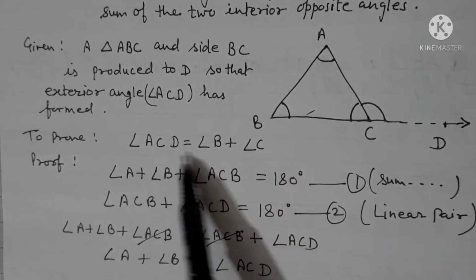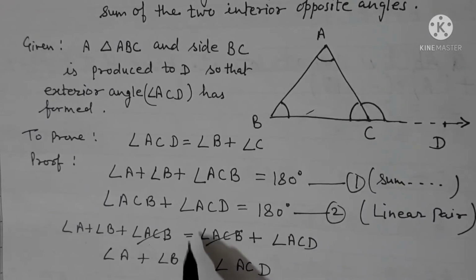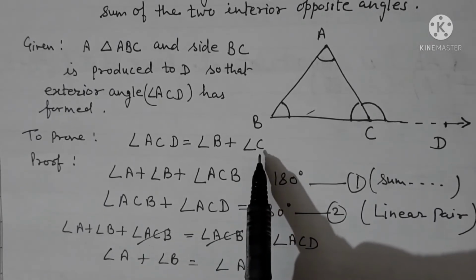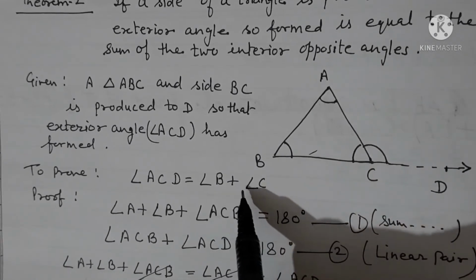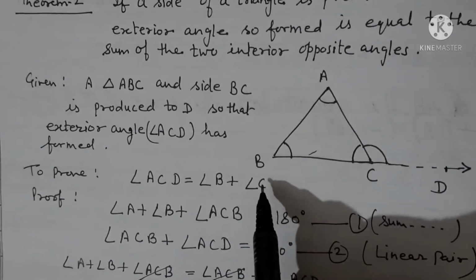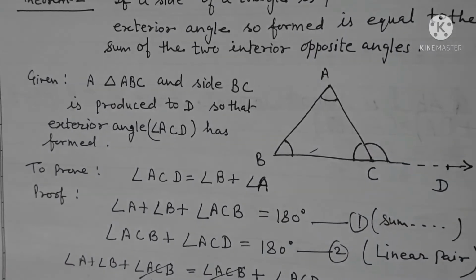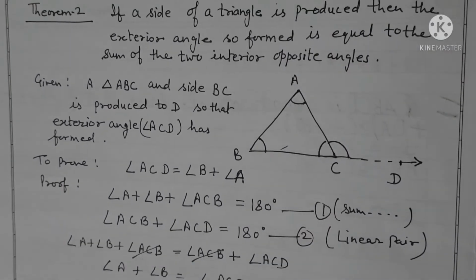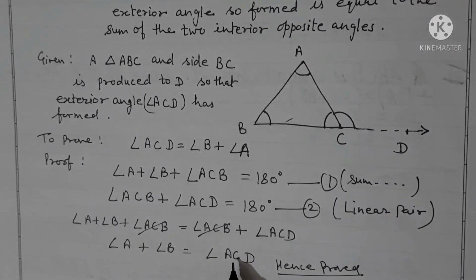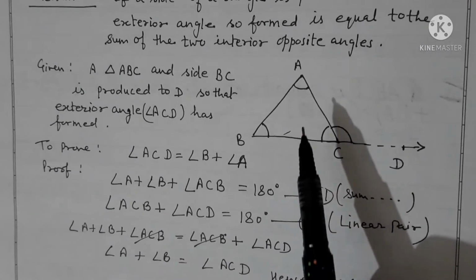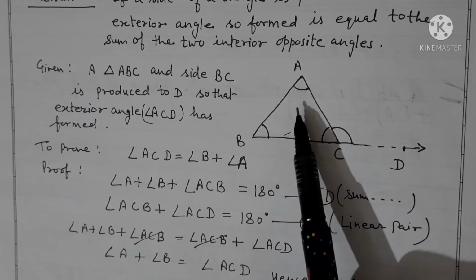Okay. Now here, see this. Not here B plus C, it will be changed: angle B plus angle A. This becomes angle A. So this becomes an exterior angle is equal to the sum of interior opposite angles, the sum of two interior opposite angles.